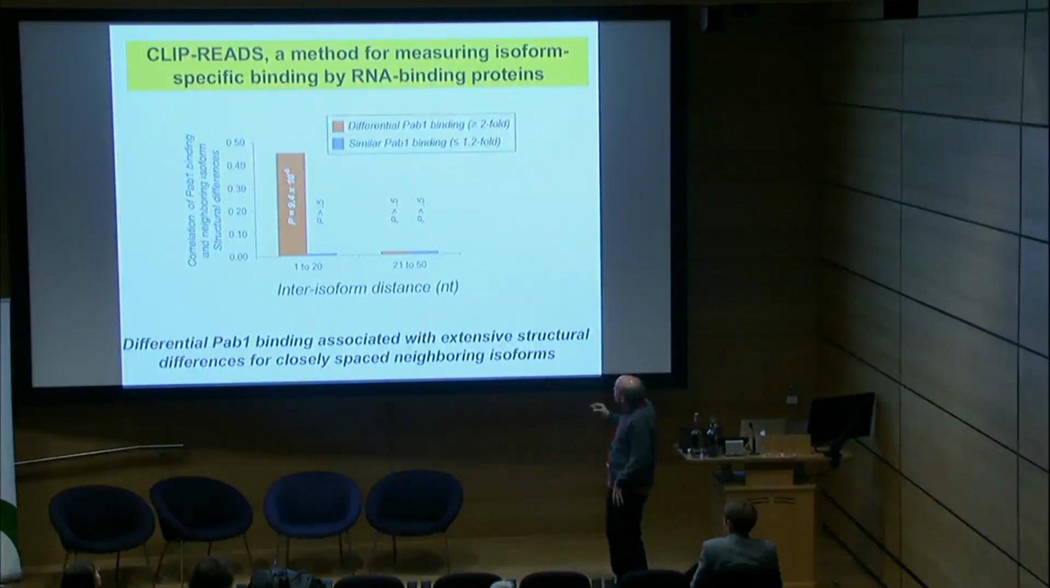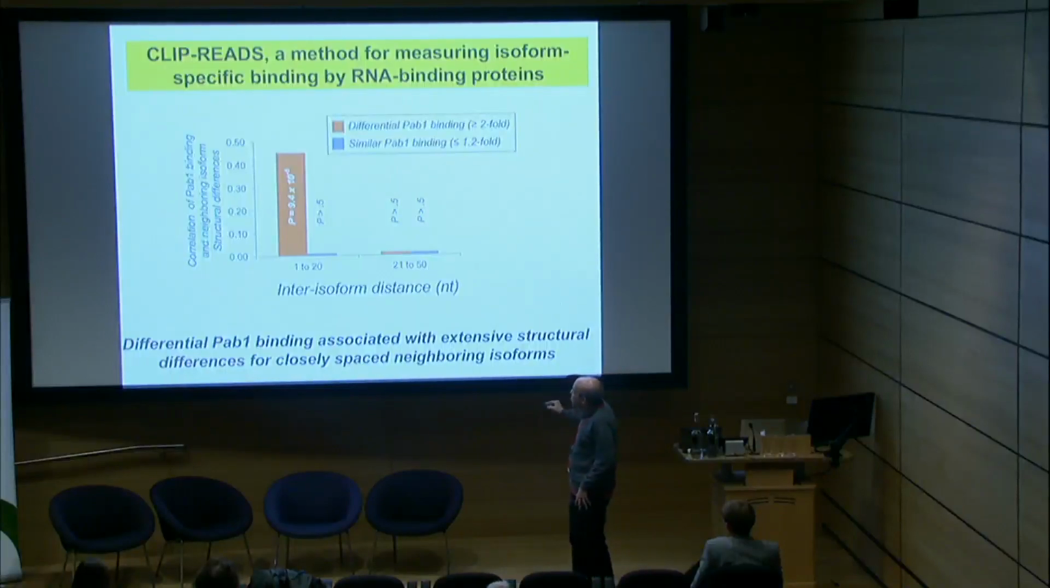So what's shown here is we're comparing two classes of situations. We're comparing classes where we have differential poly A binding protein binding between two isoforms, greater than 2-fold, or similar binding, which is less than 1.2-fold. Two classes of neighboring isoforms. They either have different poly A binding abilities or they have similar. And if you then ask how does that relate to isoforms with structural differences, you can see that there's a dramatic effect of structural differences correlating with differential poly A binding protein. But interestingly and importantly, that only occurs on isoforms that are closely spaced. If the isoforms are far apart, then you don't see any effect of that. So differential poly A binding is associated with extensive structural differences for closely spaced neighboring isoforms.